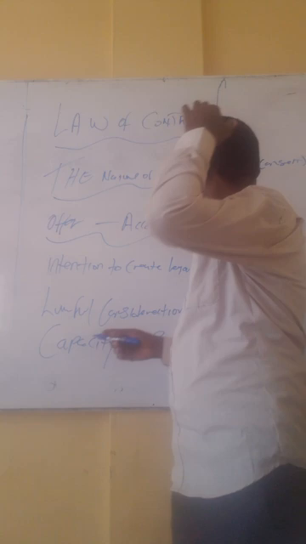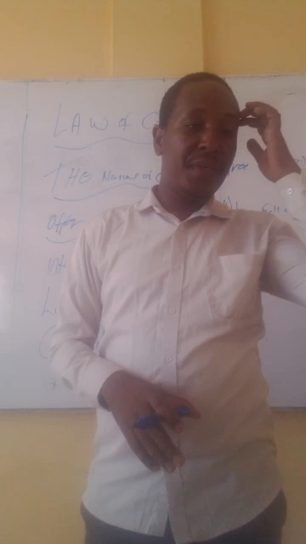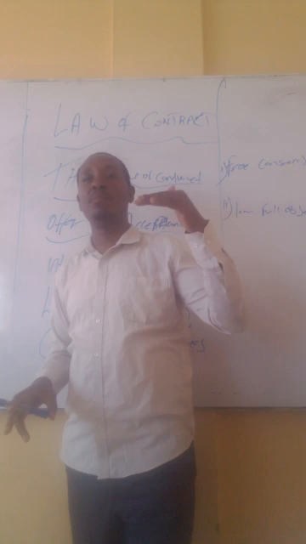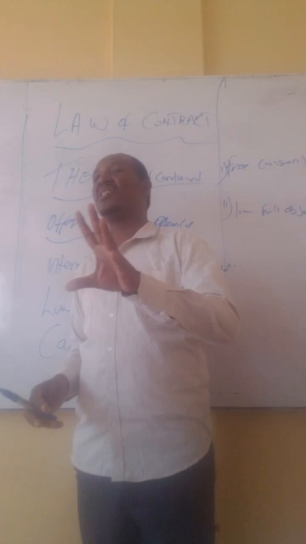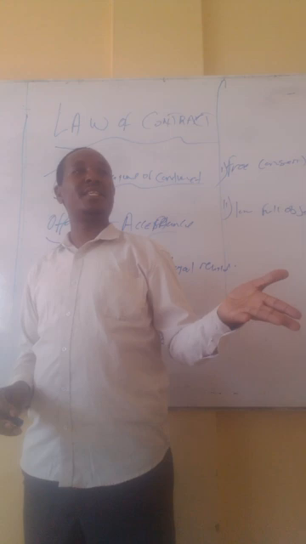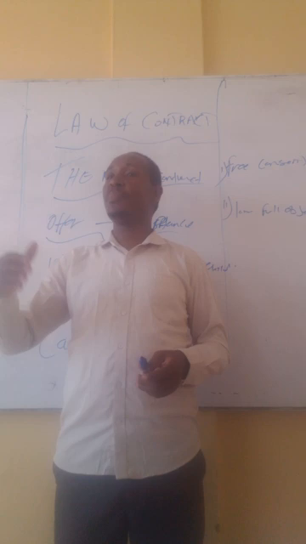The other one is lawful object. The object for which the agreement has been entered into must not be fraudulent or illegal or immoral or opposed to public policy. Whatever the aim or the goal of the contract is, it must be something legal, something generally accepted by the law. We cannot enter into a contract for you to kill someone. That is an illegal contract. We cannot enter into a contract for you to smuggle something for me. That's an illegal contract. We cannot enter into a contract for you to commit fraud somewhere. That's an illegal contract. So it must be accepted in the eyes of the law.